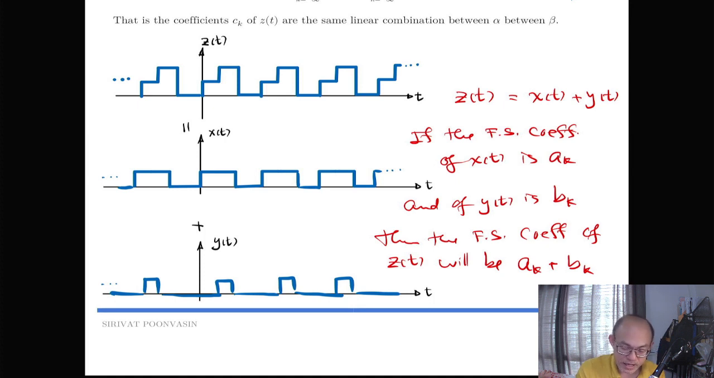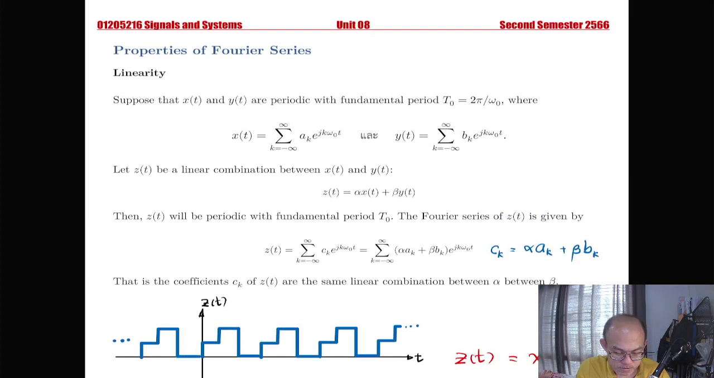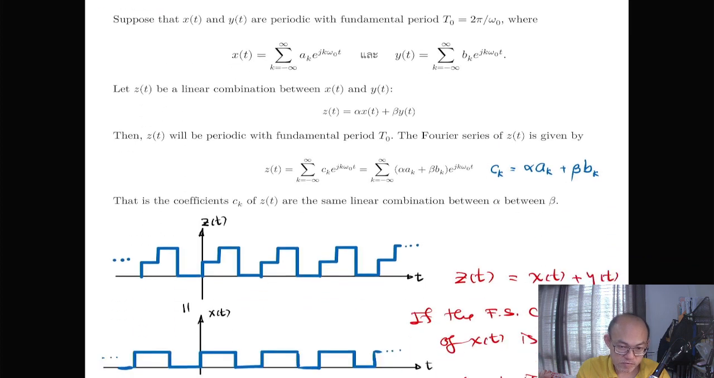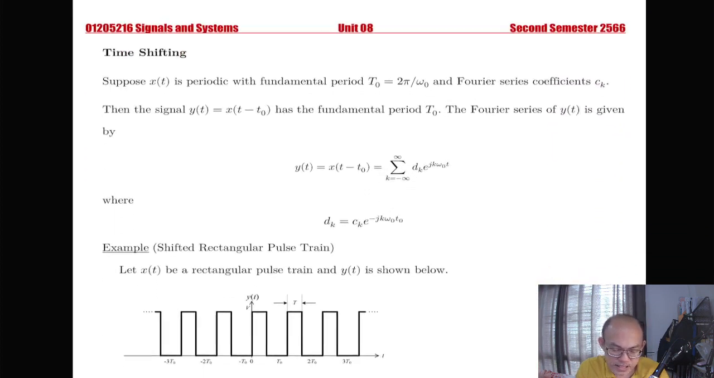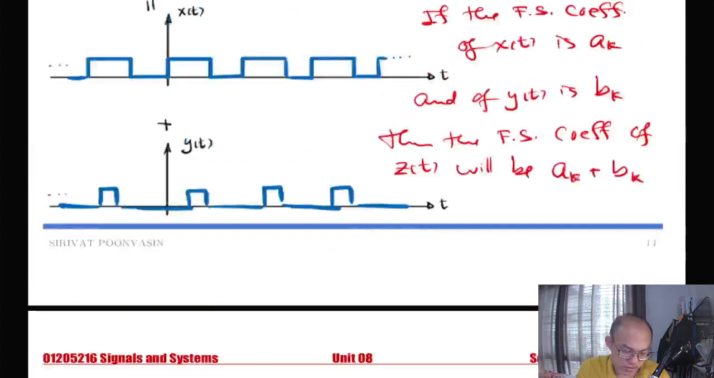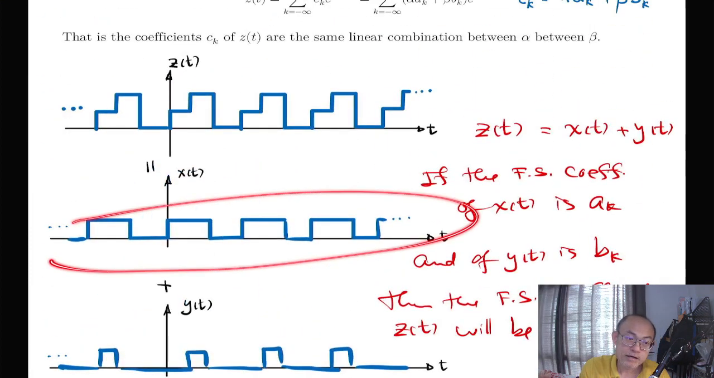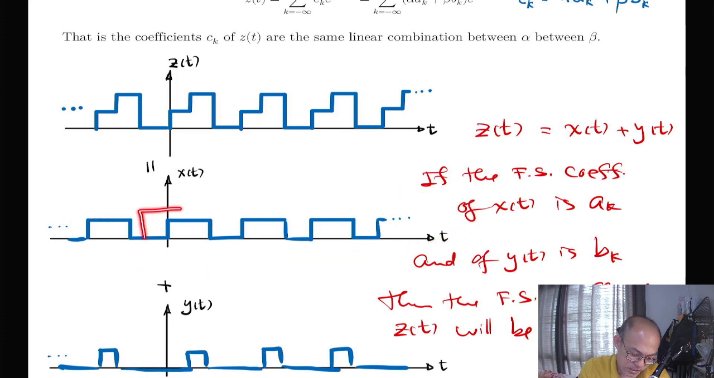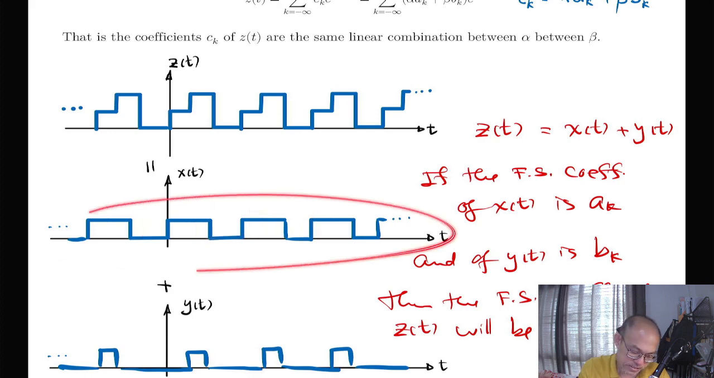Now, once a_k and b_k are found, we can find the c_k for the signal z quite easily by adding a and b together without having to do the integration for z, because that would be complicated. So this is the use of linearity, and I think it's very useful. Okay, and the second property is time shift. Remember, this looks like a rectangular pulse signal, except that it is time shifted, because the rectangular pulse signal is an even function. This is the rectangular pulse signal. So you time shift it to the right by half T, and you get x(t), right?